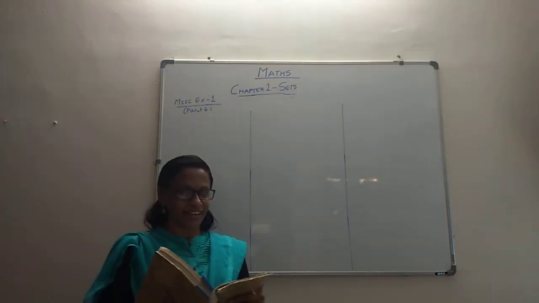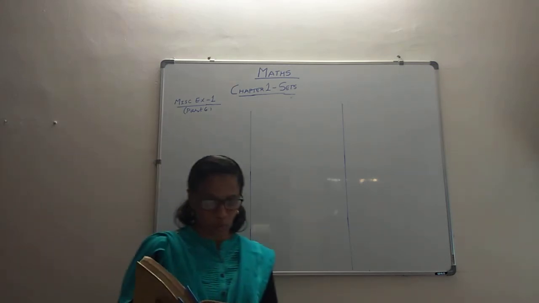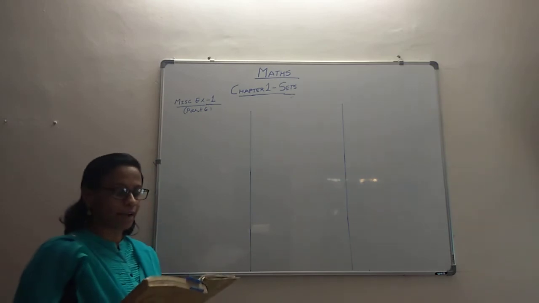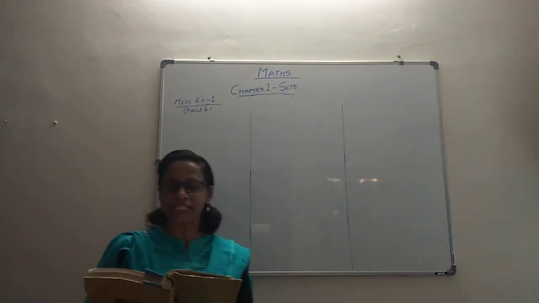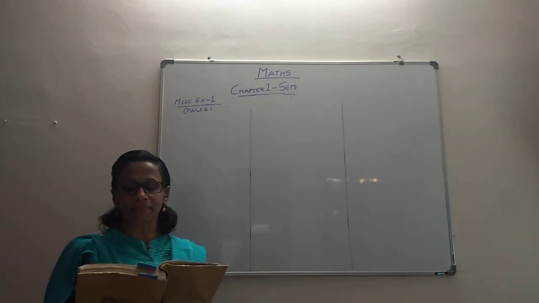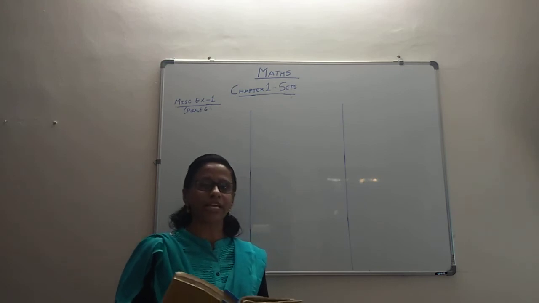Hello folks, this is our part 6 video of the miscellaneous exercise chapter 1 and we are now to take up our question number 10. Let's see what the question reads. Show that A intersection B equal to A intersection C need not imply B equal to C.